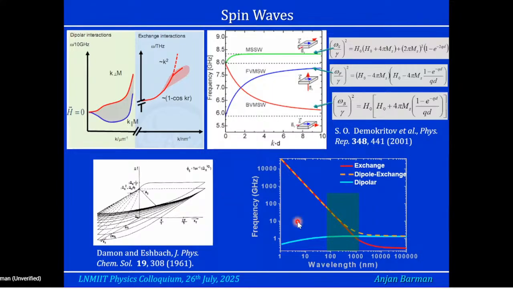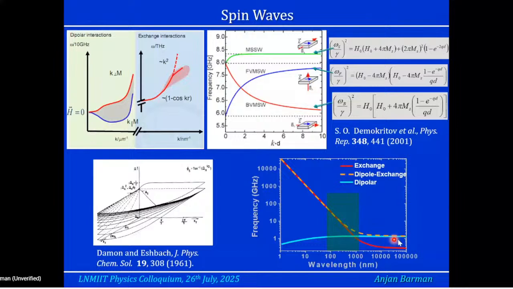So there will again be a competition between frequency and wavelength, and you can see that if you have a very short wavelength, basically the exchange spin wave will be very large. Frequency will be large, and intensity is also large. Whereas for longer wavelengths, the dipolar energy will be dominant, and in between, they have the dipole-exchange spin wave. Okay, so here they basically merge at a longer wavelength.